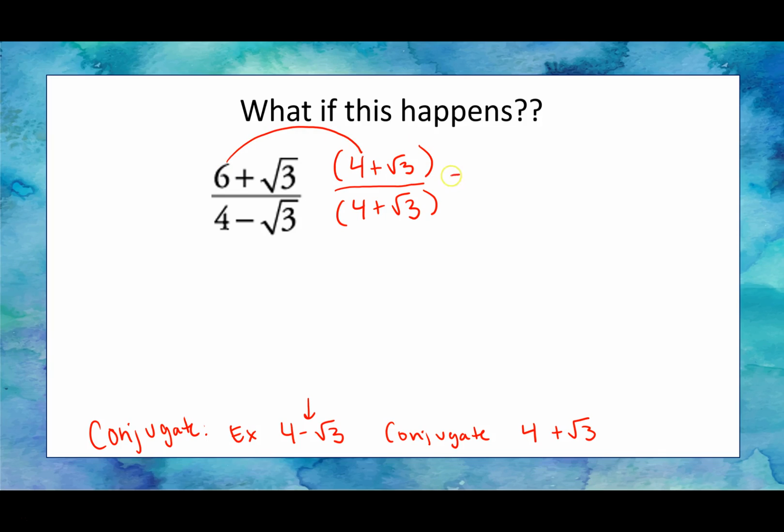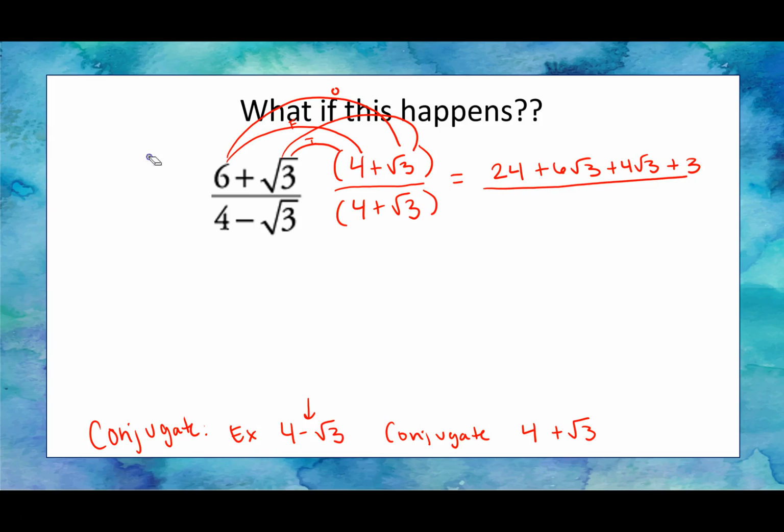6 times 4 is 24. We're doing FOIL. That's my F. My outer is going to be 6 times root 3, which is a 6 root 3. That's my O. My inner is going to be root 3 times 4, which is a 4 root 3. And my last is going to be root 3 times root 3. Well, square root of 3 times the square root of 3 is the square root of 9, which is 3. Or you can think of that as the square root of 3 squared, where the squared and the square root cancel. So I just have plus 3.